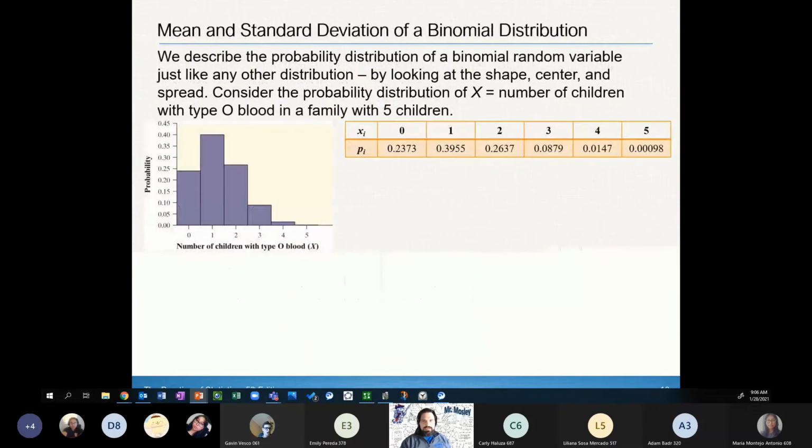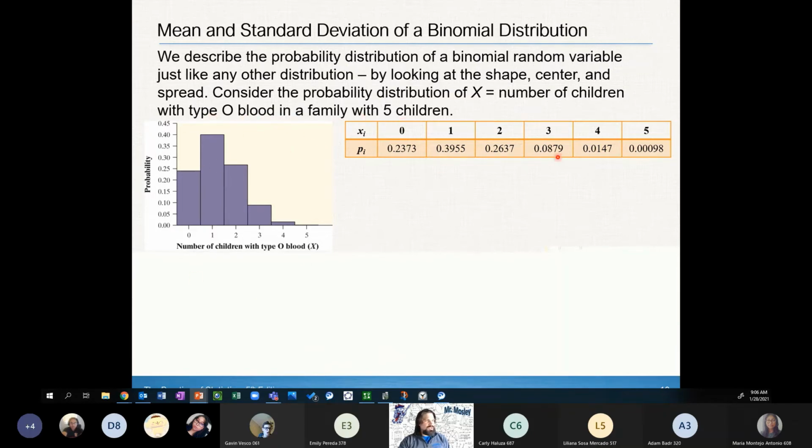All right. So now let's move on to mean and standard deviation of a binomial distribution. I recommend for this slide, if you are taking notes, you don't necessarily need to write down stuff from this slide. It's the slide after this that has stuff you should write down. This is going to go back to things that we've already seen. So we describe the probability distribution of a binomial random variable just like any other distribution by looking at the shape, center, and spread. We're going to consider the probability distribution of X, the number of children with type O blood in a family with 5 kids.